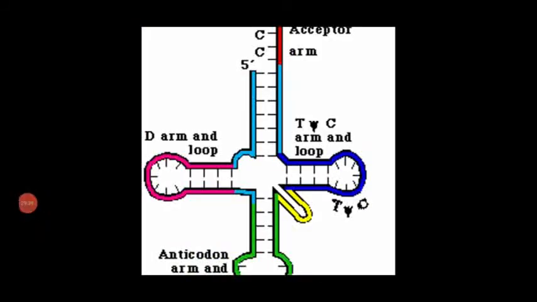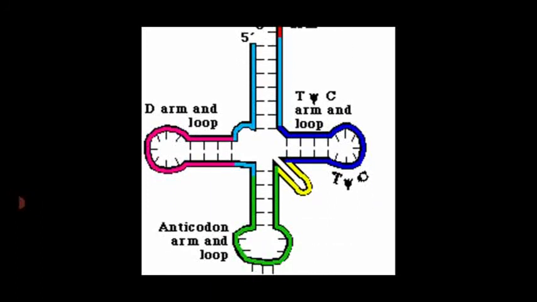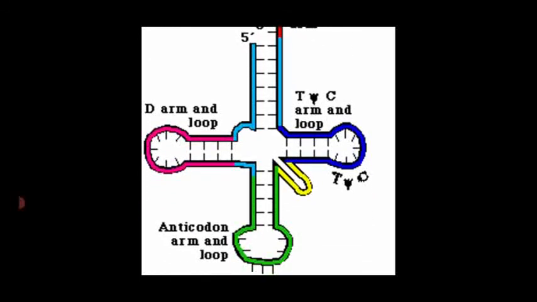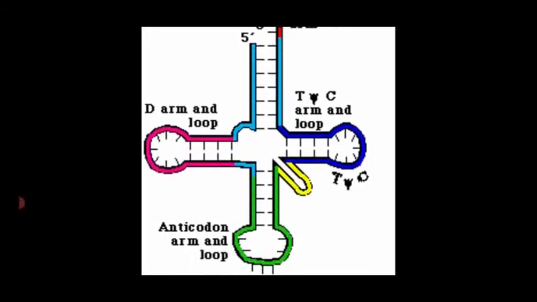Dear students, this is another diagram that you already studied in 11th standard. Structure of tRNA, which contains 4 arms. This is said to be the amino acid acceptor arm. Then the left side D arm. Then the right side T psi C arm. Another one is the anticodon arm.